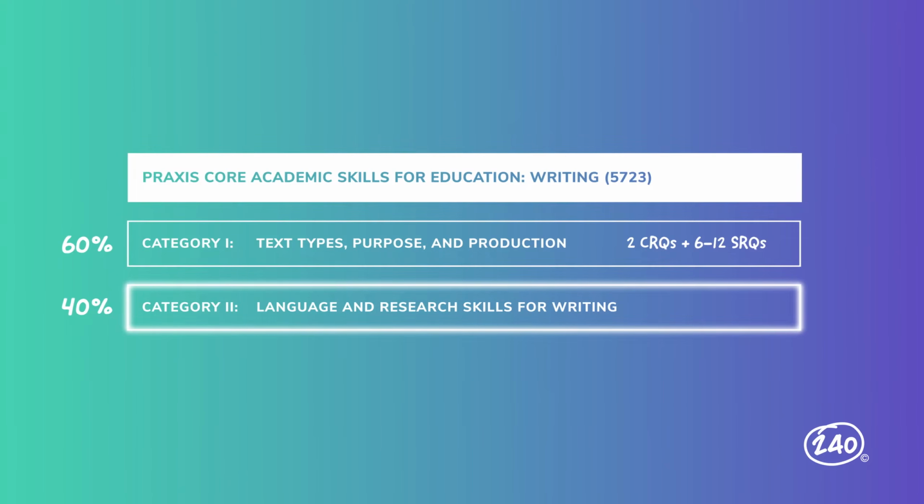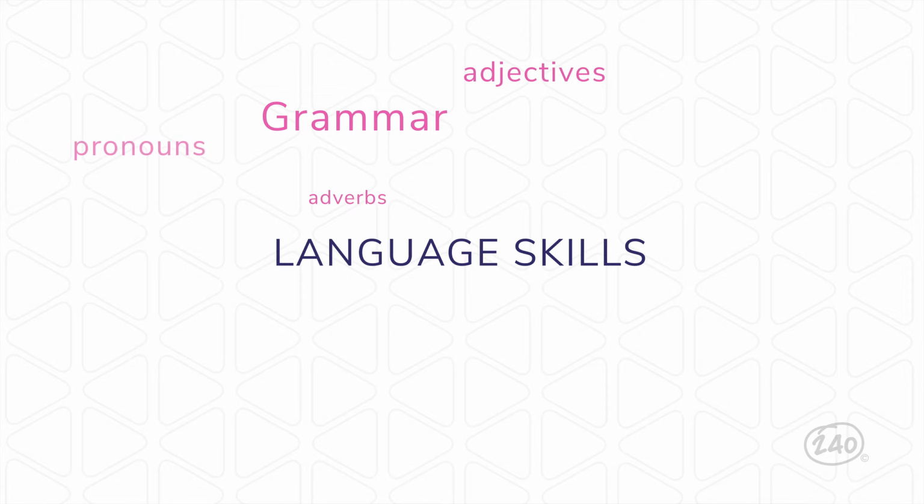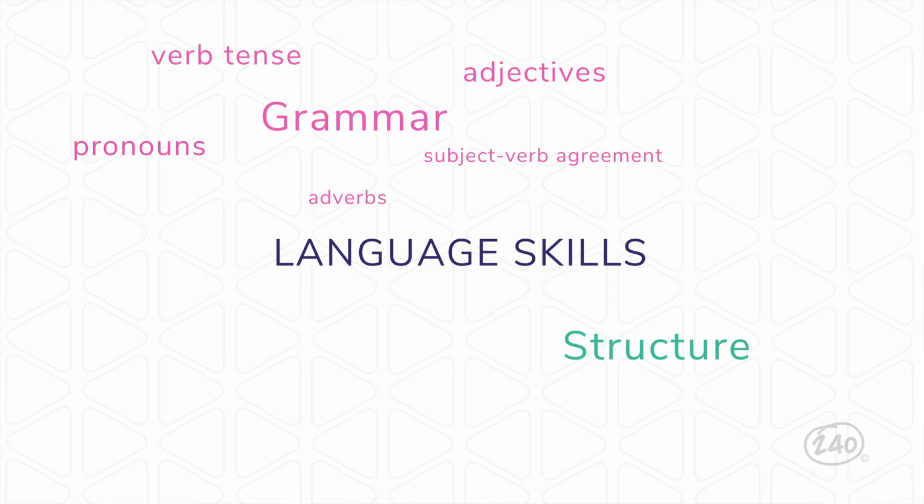Let's move on to Category 2. The language and research skills for writing is where the majority of your selected response questions are going to come from. Expect to see between 28 and 34. Language skills accounts for the bulk of this category. You'll correct errors in sentences regarding grammar, which will be adjectives, adverbs, pronouns, subject-verb agreement, and verb tense. Also structure, including errors in the placement of clauses, modifiers, and also conjunctions.